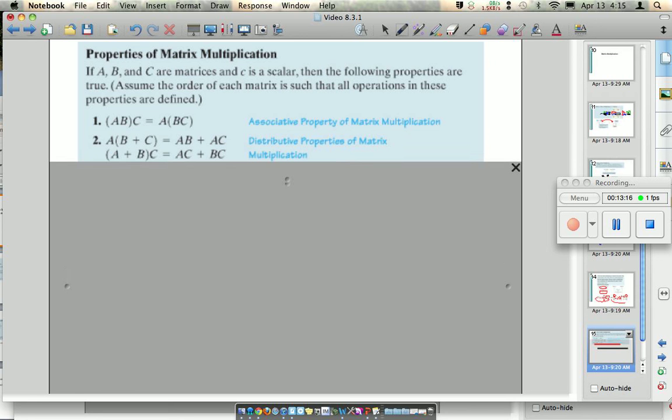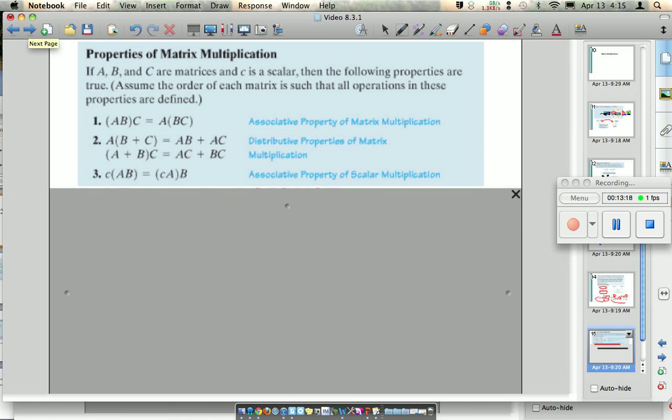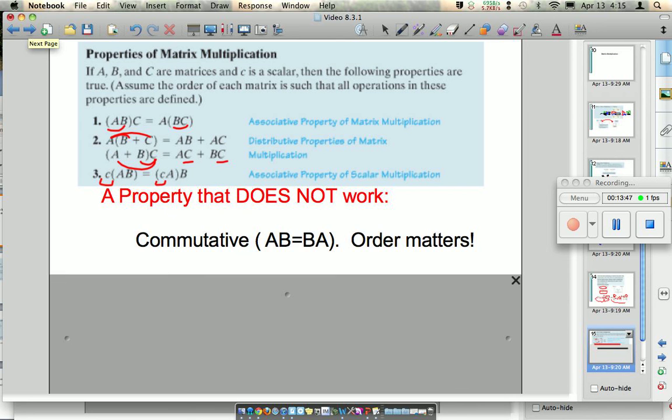So here are your properties. There's not nearly as many. The associative property works, so you can do one pair before the other if they can be multiplied to begin with. And then there is a distributive property, so you can distribute the A, or else even from the back side, if C is on the back, but notice C has to be second here. So order still matters, but you can distribute from either end. And then you can also pull out a scalar, is what this is talking about. The one big property that does not work is commutative. Order matters. A times B is very different than B times A when we're talking about matrices.